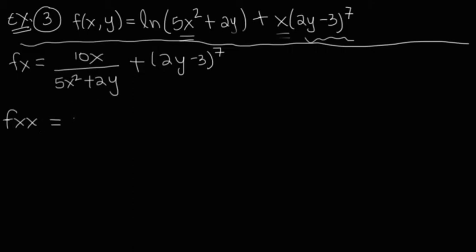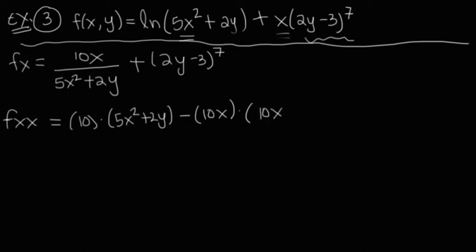Okay, so remember quotient rule: derivative of the top, which is 10, times the regular bottom function. So I'm just going to rewrite that, minus the top, the regular top function, times the derivative of the bottom function, still with respect to x.